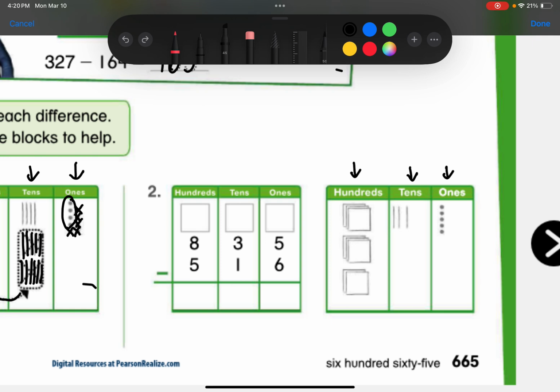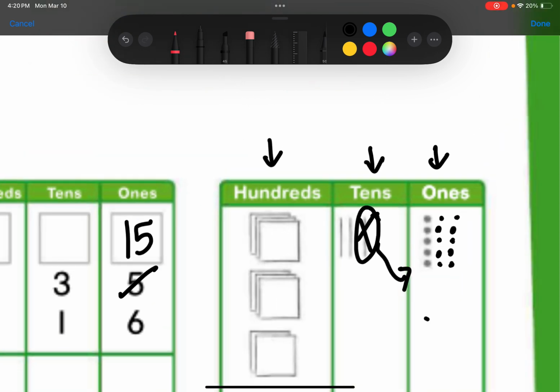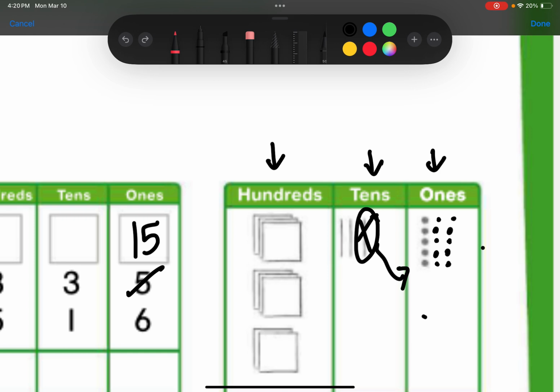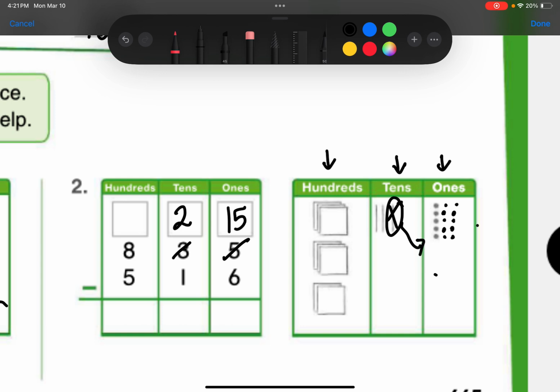So I cannot take 6 away from 5. 1, 2, 3, 4, 5. Do not have enough ones to subtract 6. So I need to take one of these tens, circle it, and make it 1, 2, 3, 4, 5, 6, 7, 8, 9, 10 ones. So now I have enough ones to subtract. I have 15 ones now, and I only have 2 tens. So I'm going to turn that 3 tens into 2 tens, and I'm going to subtract.